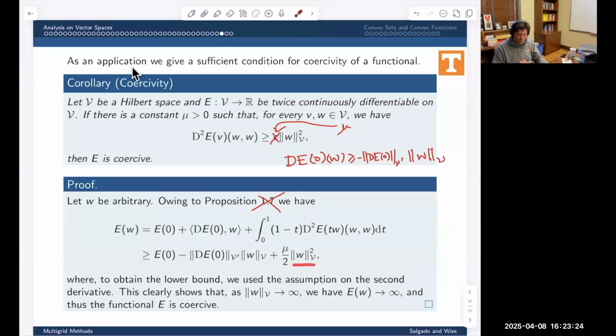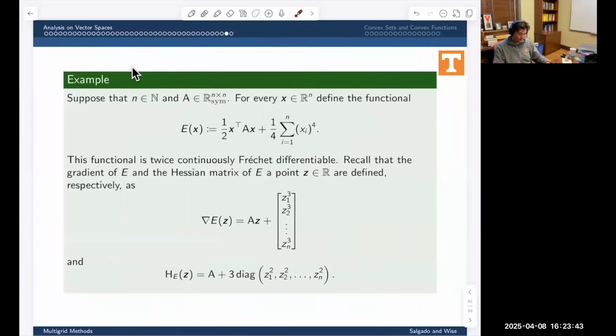Here, this term is going to win at infinity. It's going to beat any other terms which could possibly be negative. But this is always positive. We always have to be observing that E of W is going off to infinity. So that says that the functional has to be coercive. So this gives us a nice, easy test to see if we've got a coercive functional.